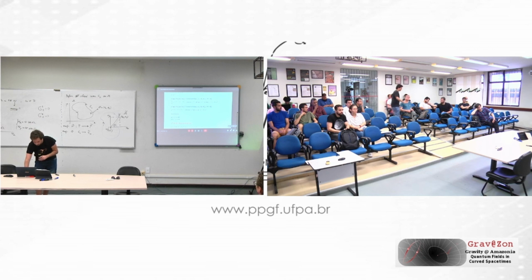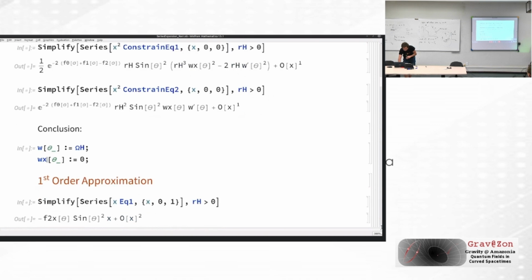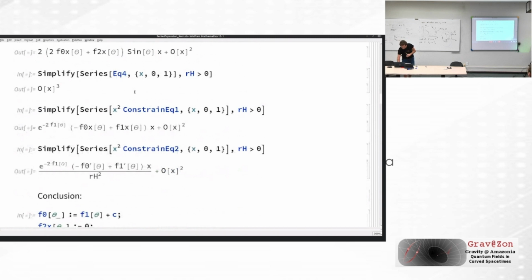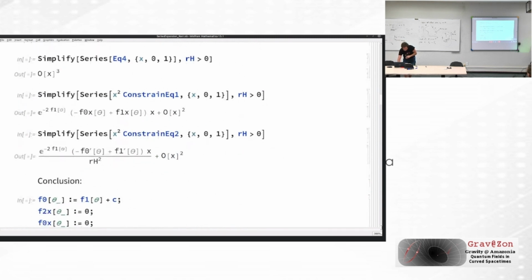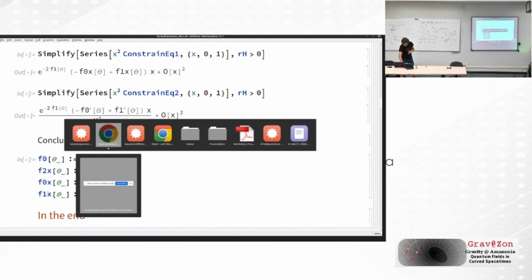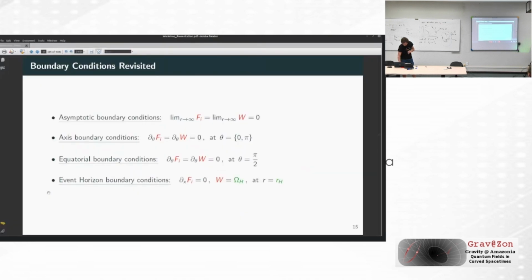Okay, so at zeroth order you can see these two conclusions. And then if you go to the first order, you can do the same, and since all of these equations must be equal to 0, you can then, at the end, say, for example, that the f0 function must be equal to the f1 function at the horizon plus a constant. This has to do with the fact that the Hawking temperature at the horizon must be constant. And then the first radial derivatives of the f functions are equal to 0. So that's exactly what we have here for the equatorial boundary conditions.